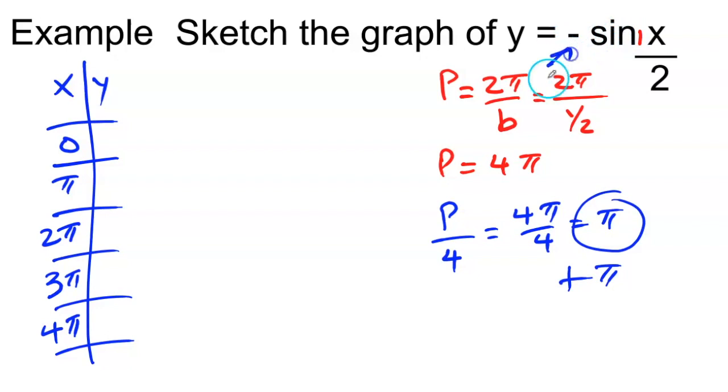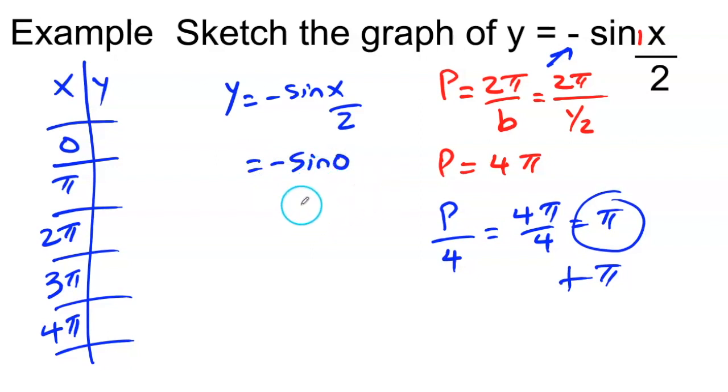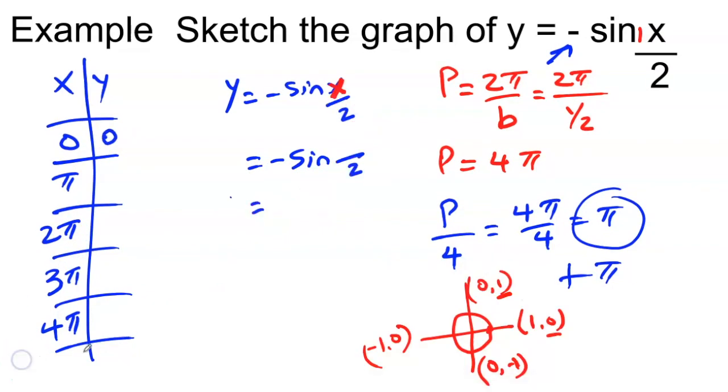Now you have a minus in front of the function. That means there's going to be a reflection over the x-axis. Let's plug it back in. So y equals negative sine of x over 2. If x is 0, then I have negative sine of 0, and sine of 0 is 0, therefore that gives you a 0. So let's use this as help. I brought this unit circle again. Those are the coordinates for 0, pi over 2, pi, and 3 pi over 2.